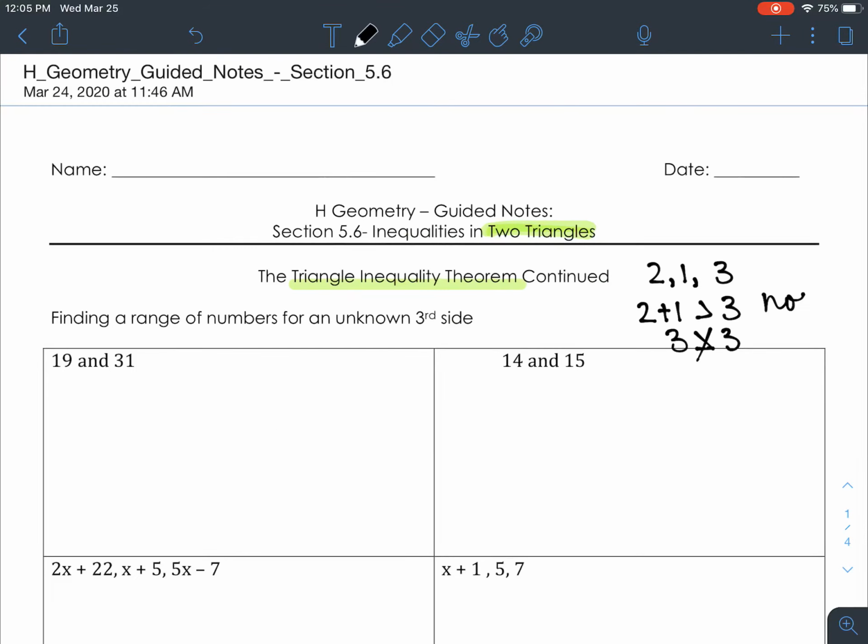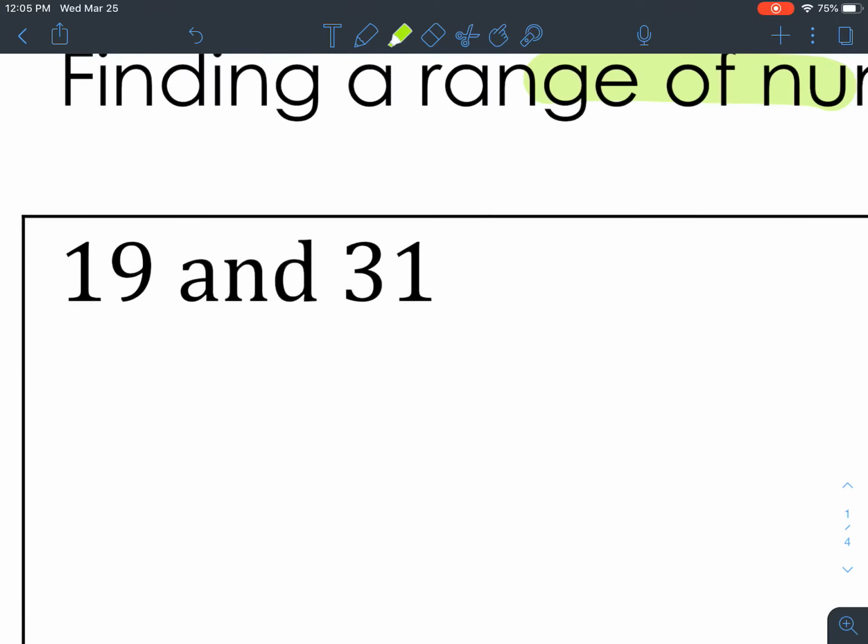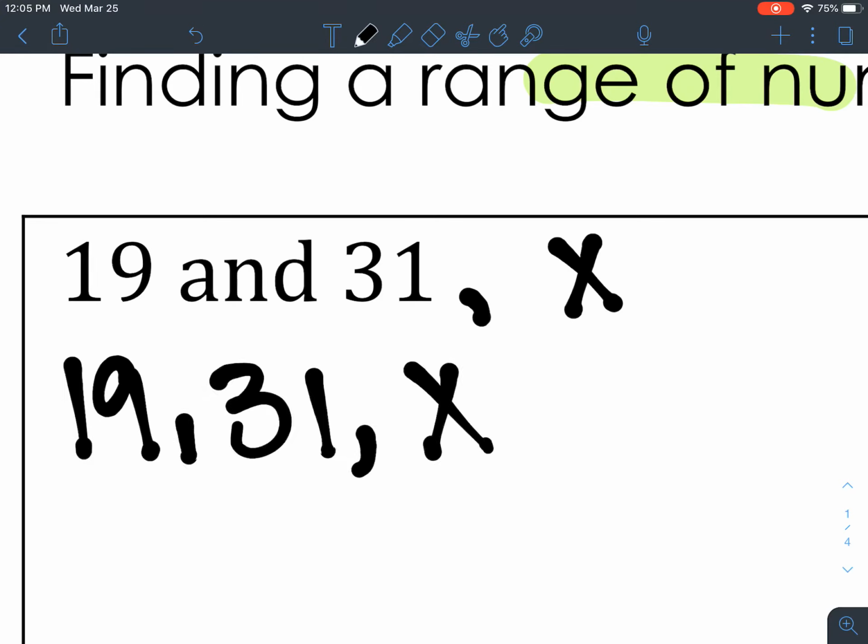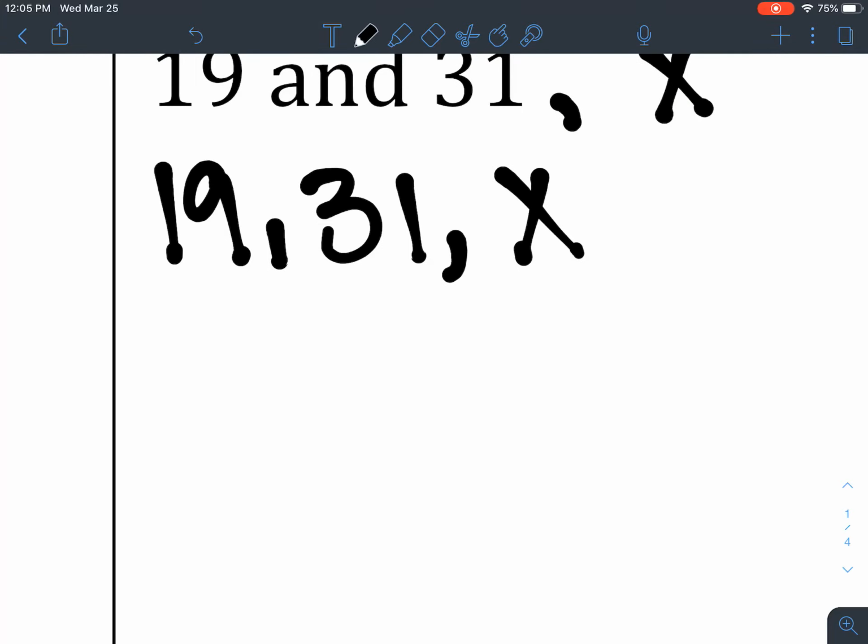Okay, so this one, though, what we're being asked is to find the range of numbers for the unknown third side so that the triangle would exist. So for the first example, we're given two different side lengths, but we don't know what the third side length is, right? So in math, what we do is we assign that a variable. I'm going to say that that is x. So my three different side lengths are 19, 31, and x. So what we need to find is a range of numbers so that the triangle would exist.